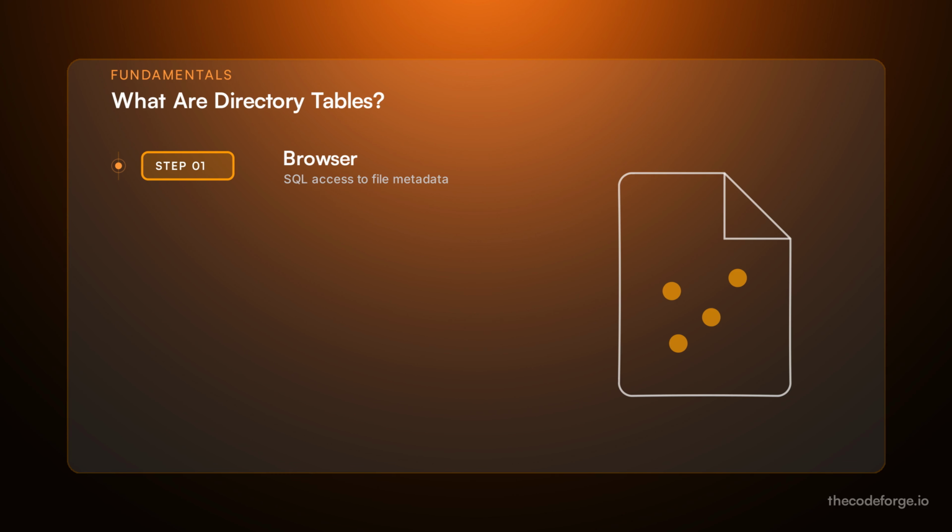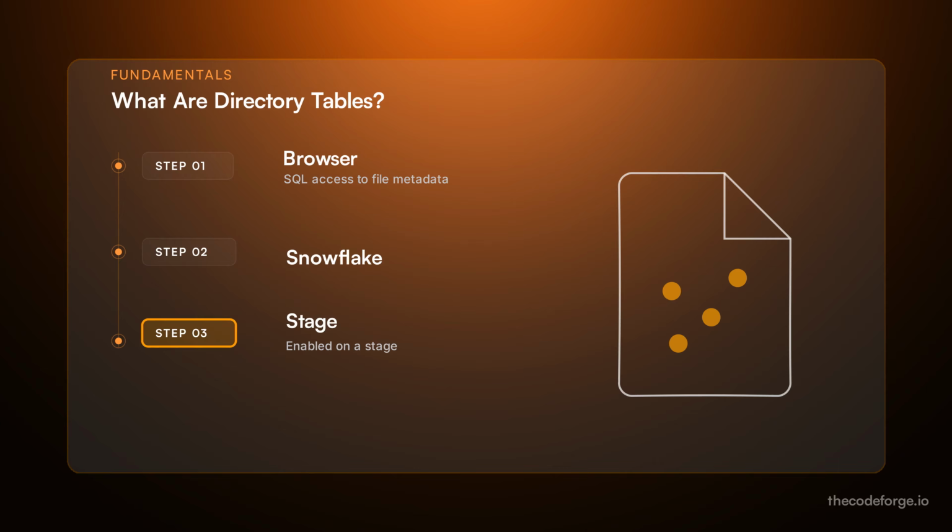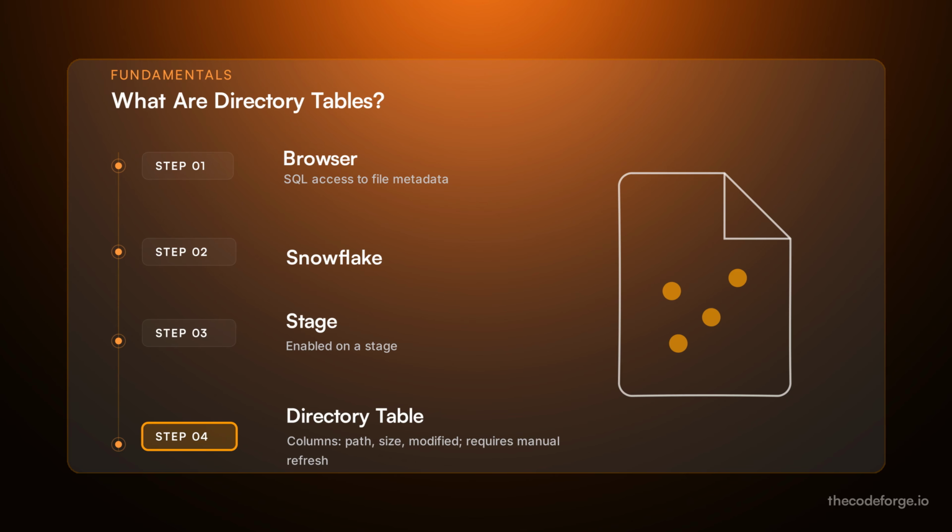Directory tables expose file metadata in stages as a queryable table, with columns for path, size, and modified. You enable them with the directory option, then query like any table. But they cache metadata, so you must refresh after file changes.